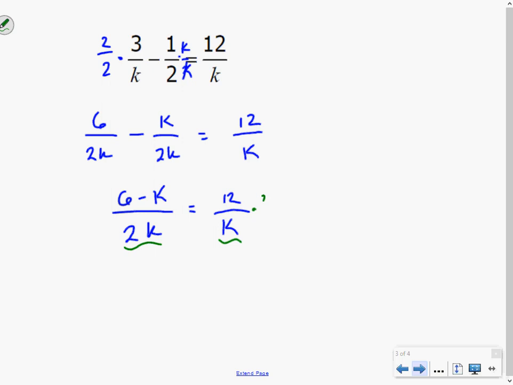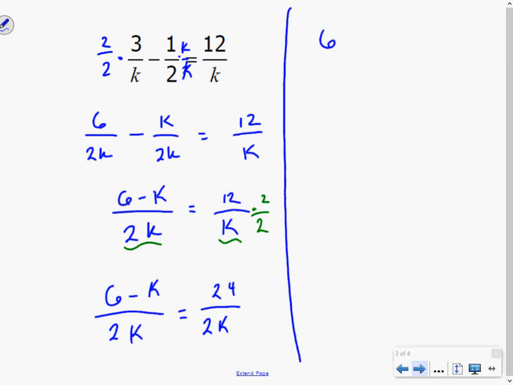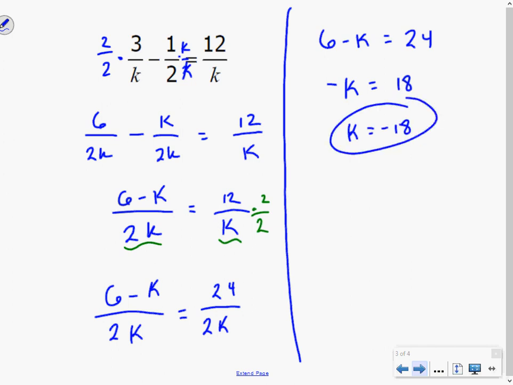So let's go for a common denominator on the right side. Let's multiply this by 2 over 2 so that each side of our equation has the same denominator. So again, if I have two fractions equal to each other and their denominators match, then that means the numerators must also be identical. So we can just take 6 minus k and set it equal to 24. We can subtract our 6. We can divide by negative 1. And there we have it.